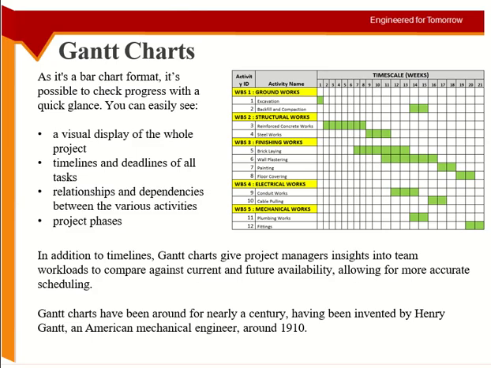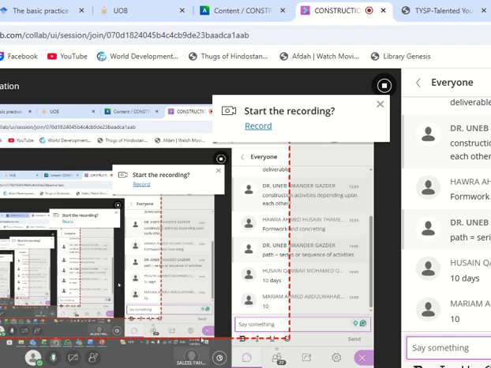You can see for each activity the timeline and the deadline, like the duration and when it is supposed to start, when it is supposed to end. You can see the relationships and the dependencies. Now this Gantt chart is very simplistic, so you cannot see the dependencies very clearly here. Let me give an example over here.